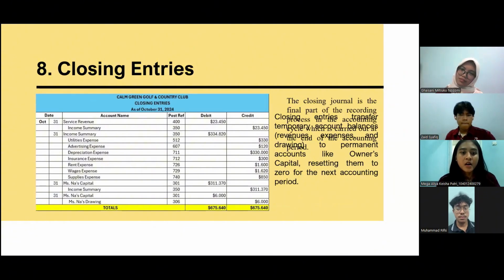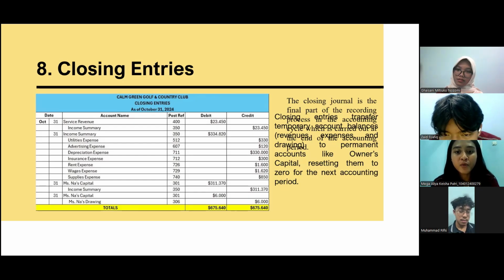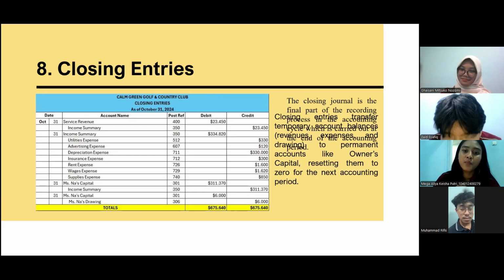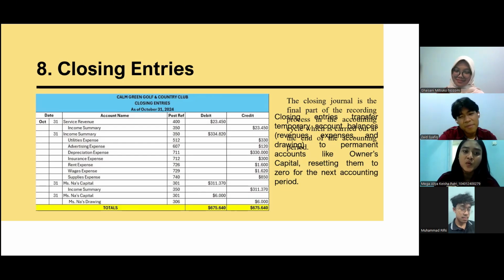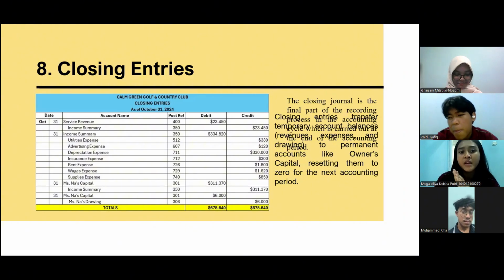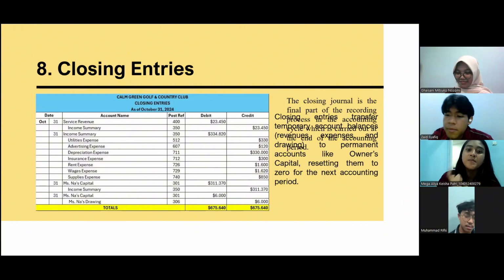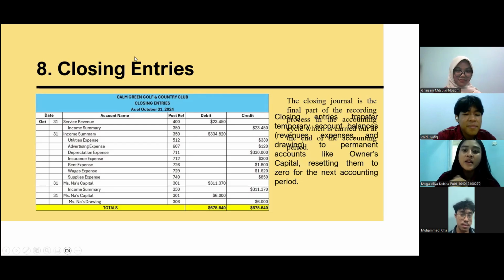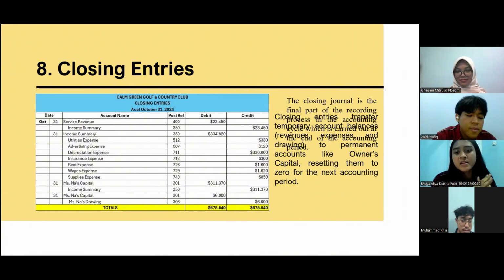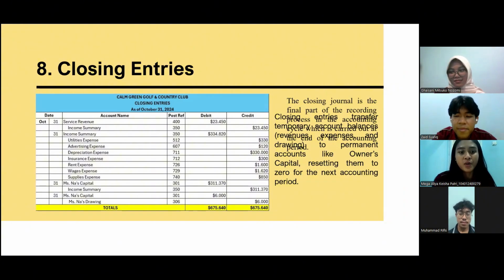Okay. Closing entries. The closing journal is the final part of the recording process in the accounting cycle, which is carried out at the end of the accounting period. The main purpose of the closing journal is to close the balances of temporary accounts, such as income, expense, and prive, so that these accounts are not carried over to the next period. By closing, the balances of temporary accounts will return to zero, so they are ready to be used to record new transactions in the next period.